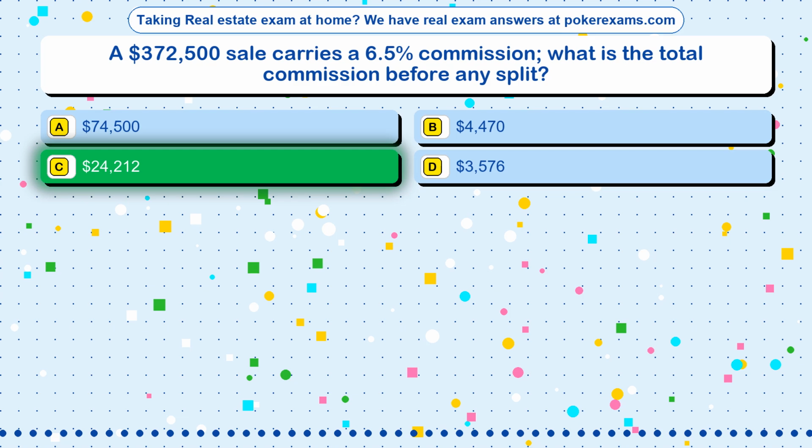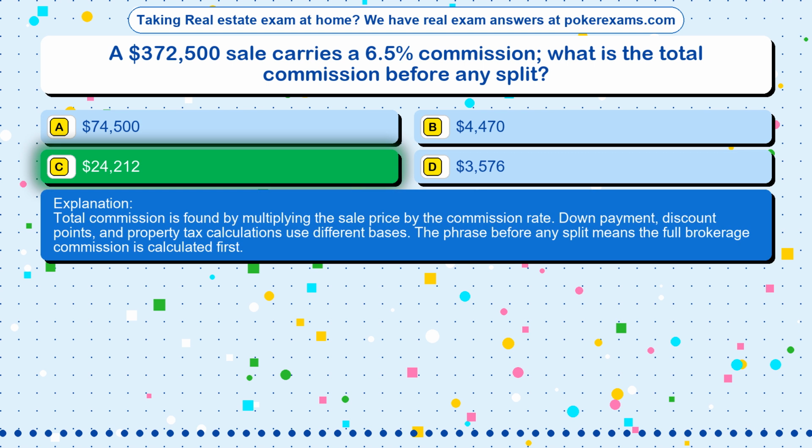The correct answer is option C, $24,212. Total commission is found by multiplying the sale price by the commission rate. Down payment, discount points, and property tax calculations use different bases. The phrase before any split means the full brokerage commission is calculated first.